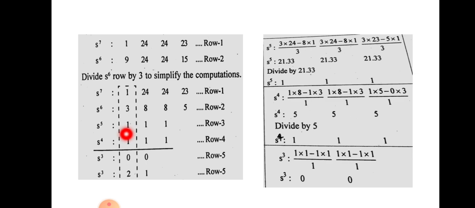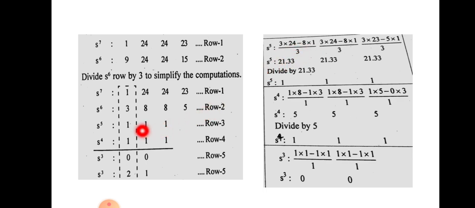See, this first entry will be obtained by taking the negative determinant of 1, 3, 24, 8 divided by this 3. See, first entry is obtained by taking the negative determinant of first two columns of the upper layer, and that will be divided by this first entry in the s raised to 6. Okay, so we will get 1. So that step is shown here, that is negative determinant of first two rows will be 3 into 24 minus 8 into 1 divided by 3.